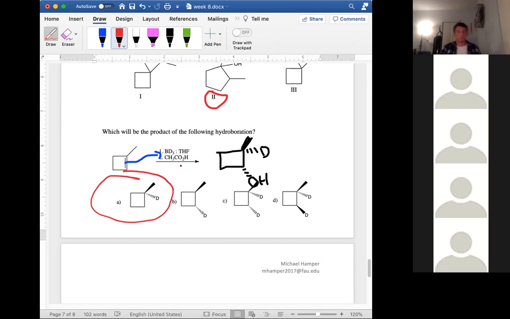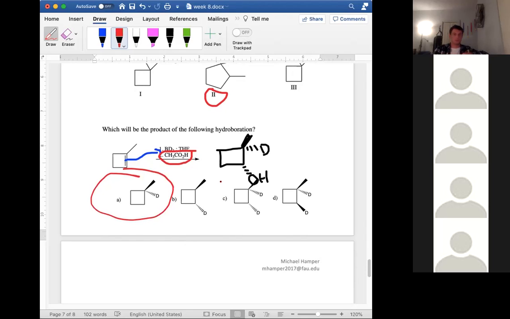So if you have hydroboration with a peroxide, it's going to be your typical: you're adding OH to the less substituted side. But if you follow that up with something like acetic acid or something with a carboxylic acid, you're going to eliminate that OH. Does that make sense? I'm assuming so.